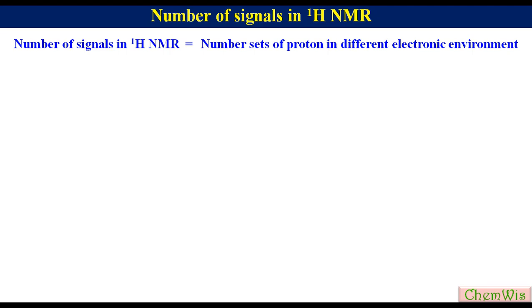Let's first take the example of methane. It has 4 protons and all have the same electronic environment. So it has only one set of protons and will show only one signal in the proton NMR. Chloroform. It has 3 protons in the same electronic environment. So it will show only one signal in the proton NMR.